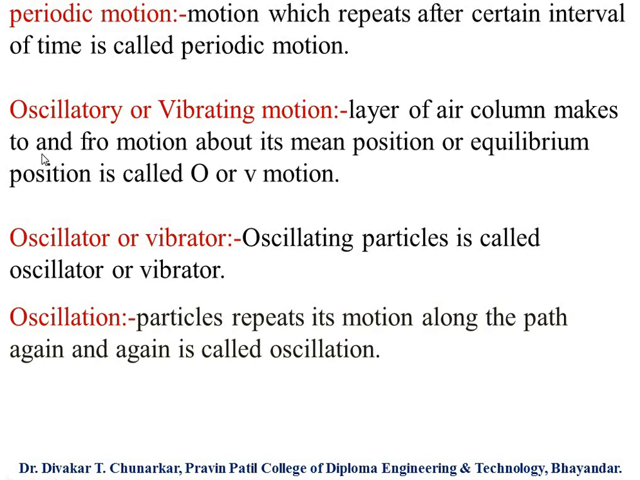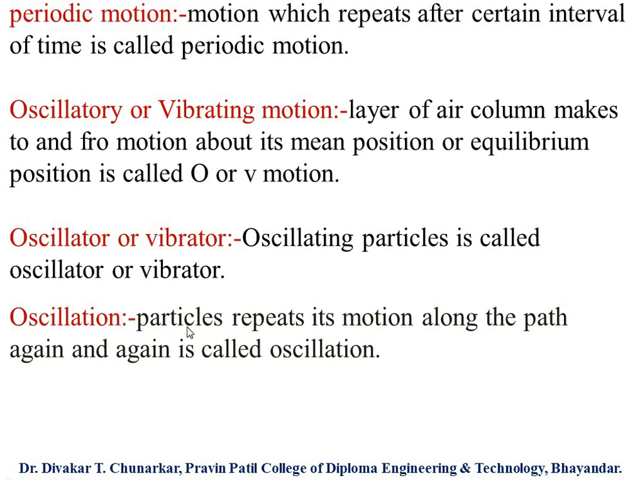Oscillatory or vibrating motion. A layer of an air column makes to and fro, here and there motion about its main position or equilibrium position. This is called oscillatory or vibrating motion. Oscillating particles are called an oscillator or vibrator.